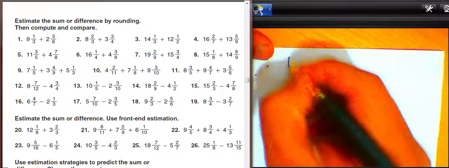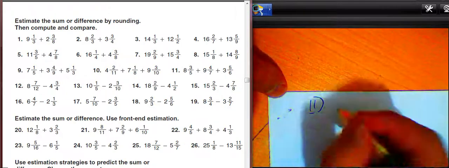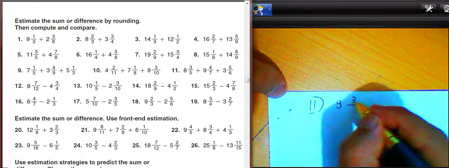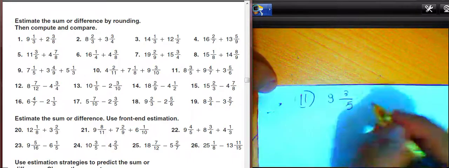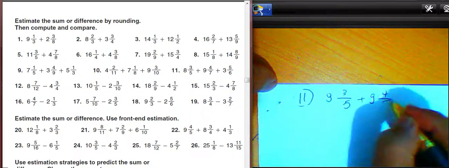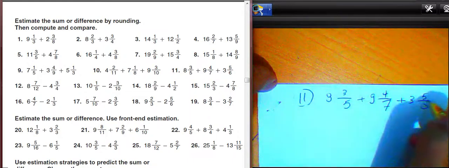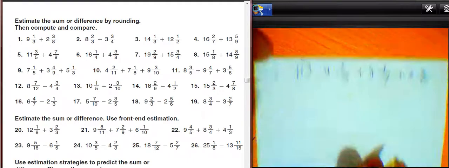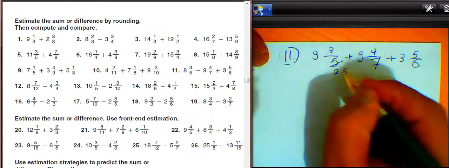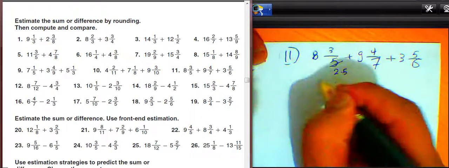Question 11. 8 and 3 over 5 plus 9 and 4 over 7 plus 3 and 5 over 6. Half of 5 equals 2 and a half. 3 is more than 2 and a half, so give 1 to 8, and it will be 9.